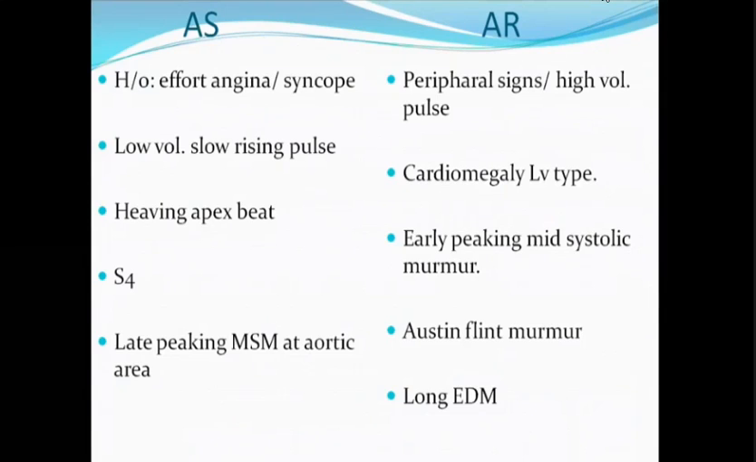So if history of effort angina or syncope is there, if low volume slow rising pulse is there, heaving apex beat, presence of fourth heart sound, and late peaking mid systolic murmur at the aortic area are present, then we can say there is a significant aortic stenosis also present in a patient with aortic regurgitation. And if the patient has more of peripheral signs of AR and high volume pulse, LV type of cardiomegaly, early peaking mid systolic murmur, presence of Austin Flint murmur, or long EDM, then this type of patient has predominant AR over the aortic stenosis.